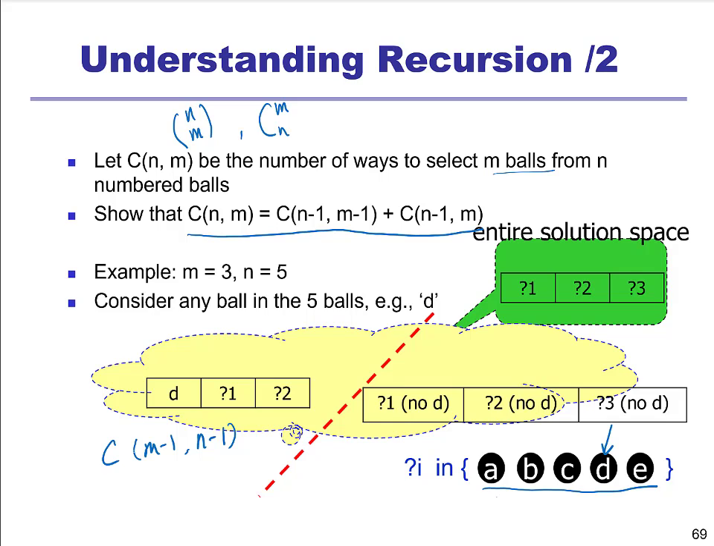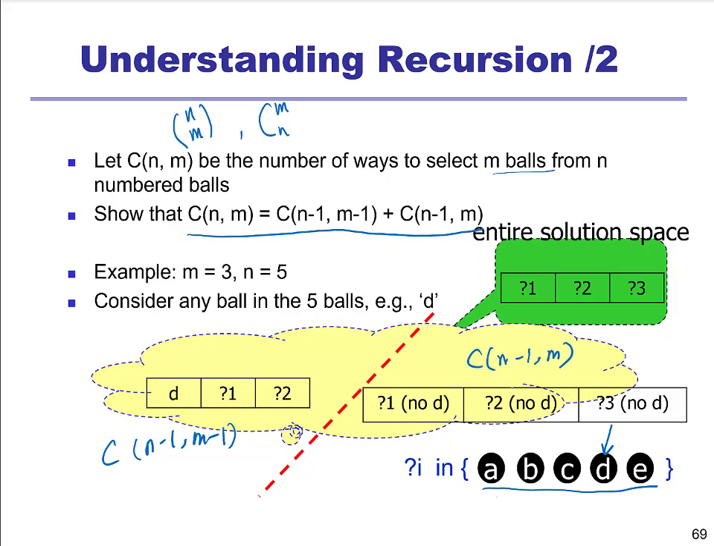So for this part, it should be C of n minus 1, m minus 1. And if D is not selected, then we have to select 3 balls from A, B, C, and E, from 4 balls. So it's C of n minus 1, m, so still m, because D is not selected. Sorry, I made a mistake: here it should be n minus 1, m.